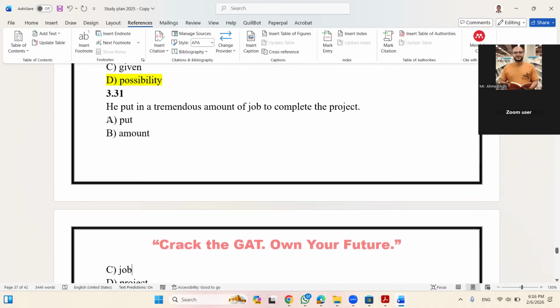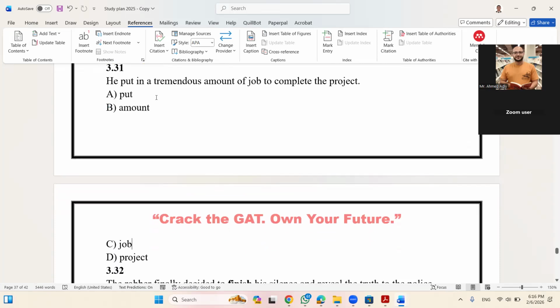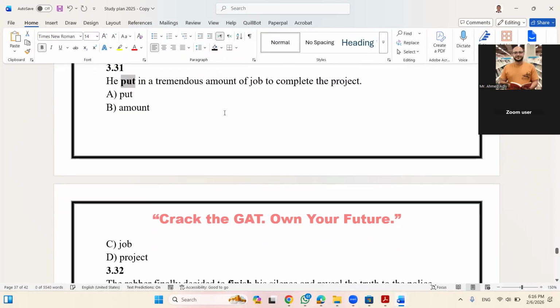Next, he put in a tremendous amount of job to complete the project. What is it about? It's about someone giving a tremendous amount of work to complete the project. Who put in a tremendous amount of what? Work, not job.